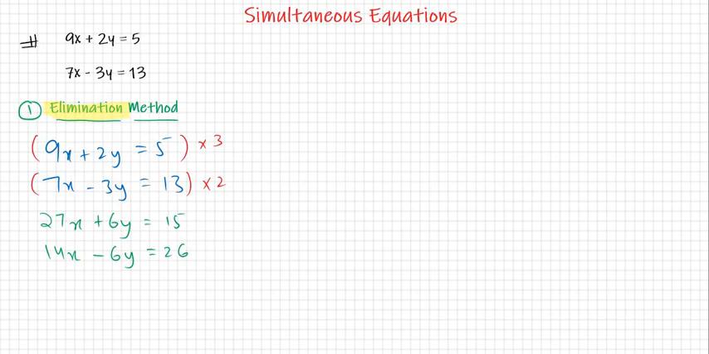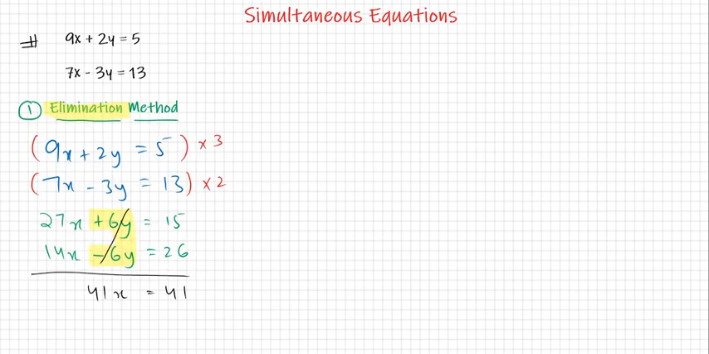Now, if you focus here, you can see that the two variables have the same coefficient and their signs are opposite. So they will be eliminated. 6y minus 6y is 0. Now, 15 plus 26 is 41. 27x plus 14x will be 41x. Now 41x equals 41.